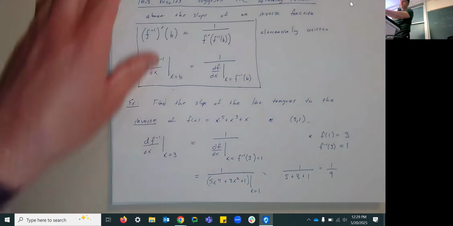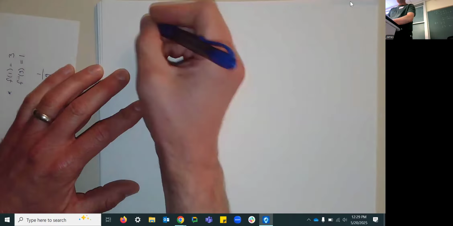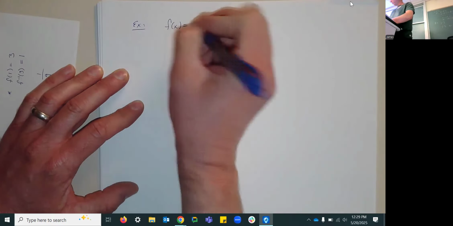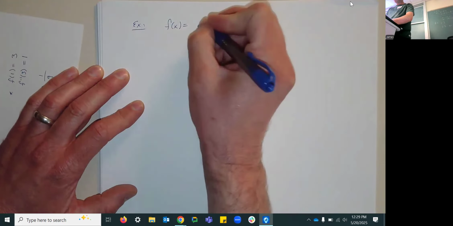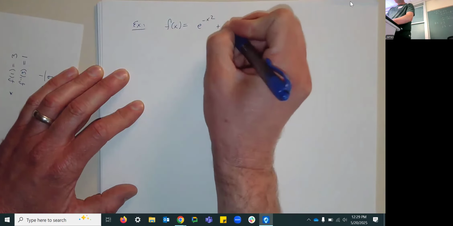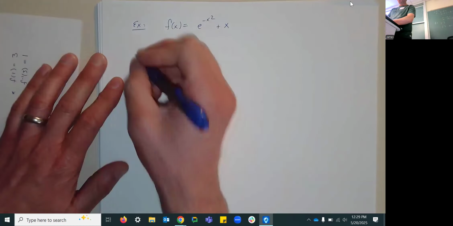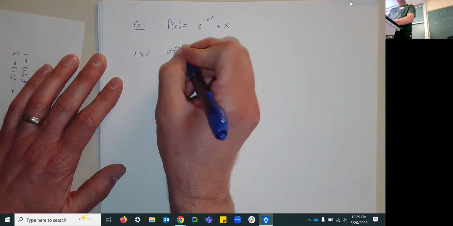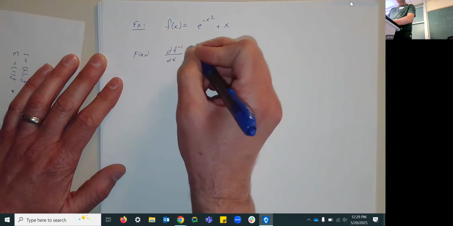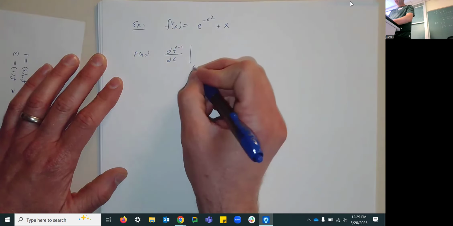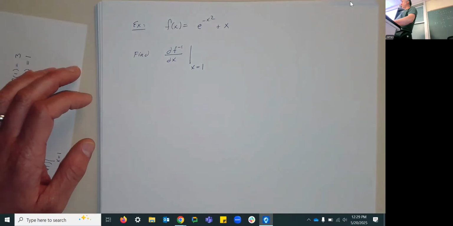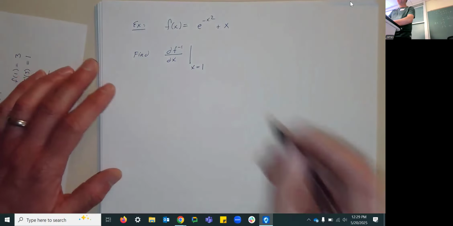So let me have you all try one on your own. Let's say this is our function: f of x equal to e to the negative x squared plus x. And we want to find the derivative of the inverse function evaluated at x equal to 1. Now, I didn't tell you the y coordinate there with a purpose.